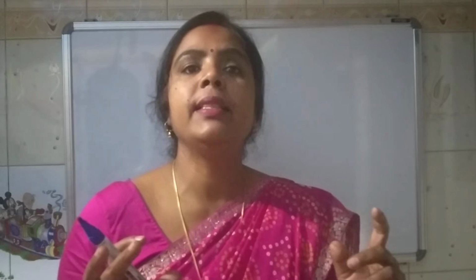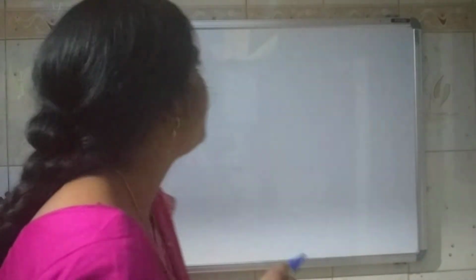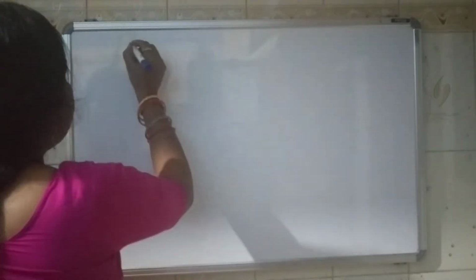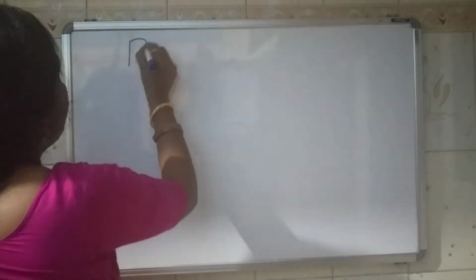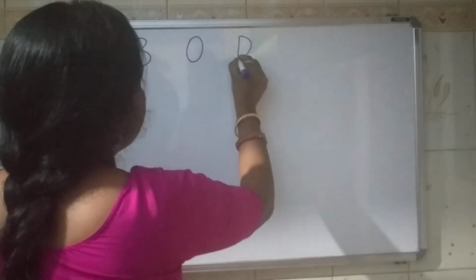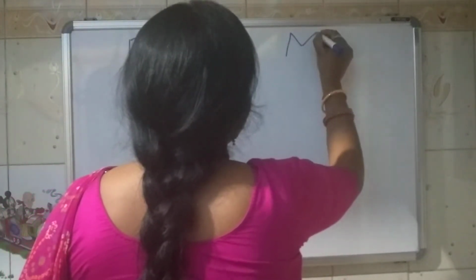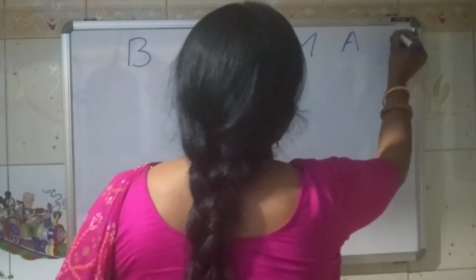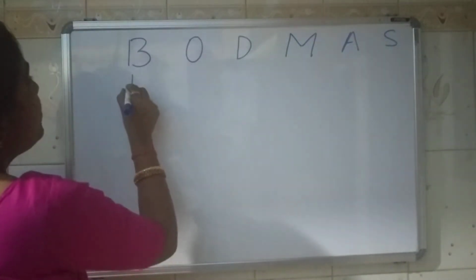To do these types of questions in which so many operations are there, we are using one formula that is called BODMAS. Okay, what is this BODMAS? Let's see first. If I take this word BODMAS, this B stands for bracket.